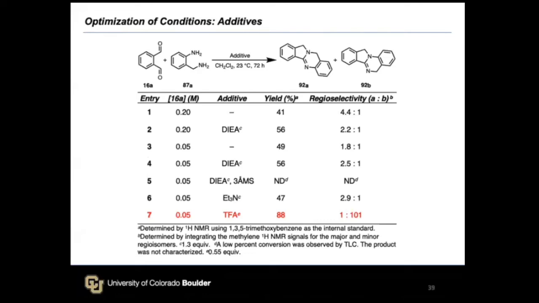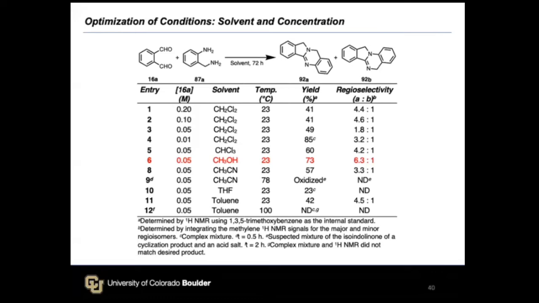So first we decided to screen additives. And we found that using an amine base as an additive had an inconsistent effect on the yields and also the regioselectivities. So we opted not to use one going forward. However, we were able to improve upon Troschutz's results by using only 0.55 equivalents of TFA in DCM.